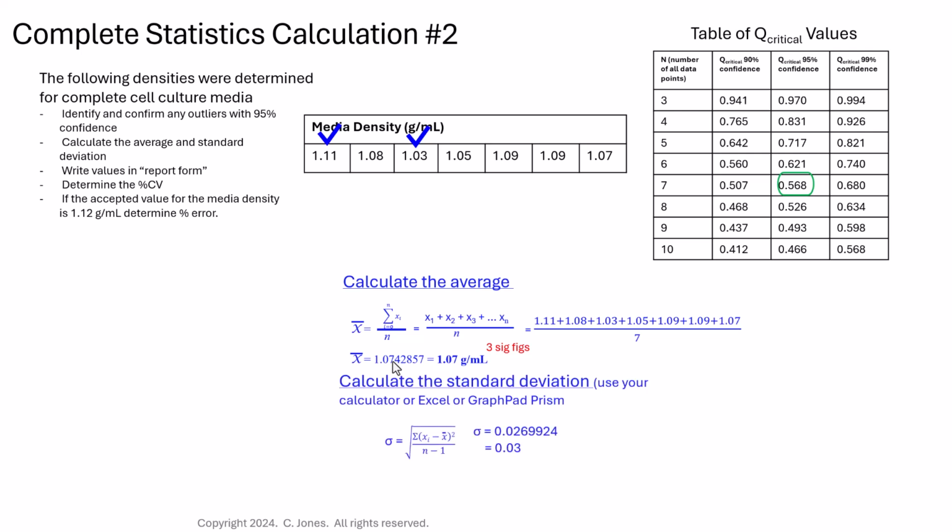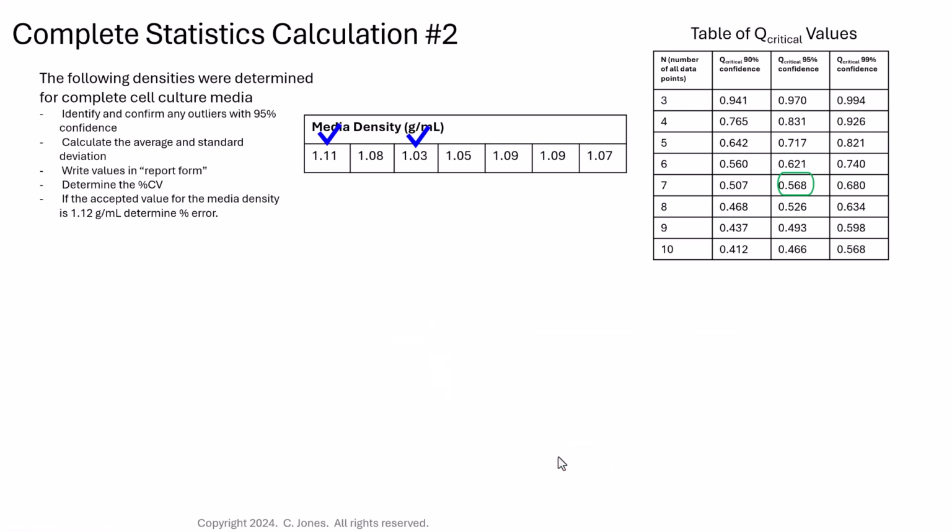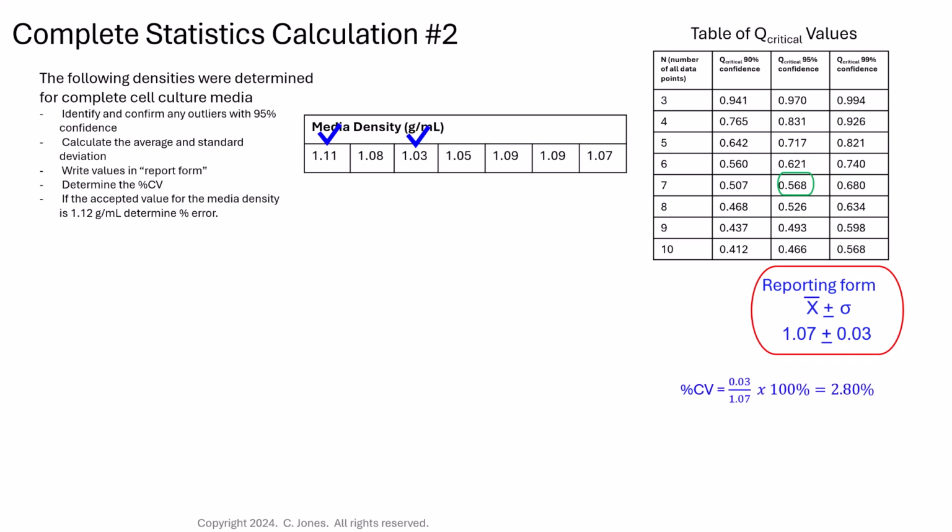And again, the standard deviation, after we do the round off, it's going to just be 2 places past the decimal point. So it's going to be 0.03 because we added 2. That's our significant figure. But after that, the next digit is a 6. So we're going to round up. Okay, so reporting this, 1.07 plus or minus 0.03. Our percent CV is 2.80%.